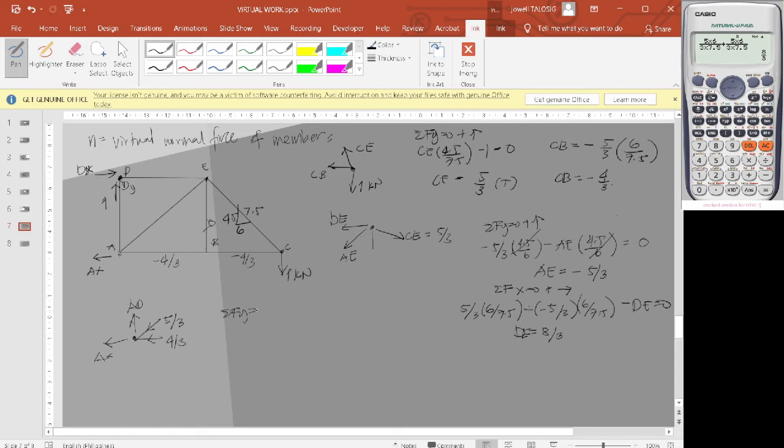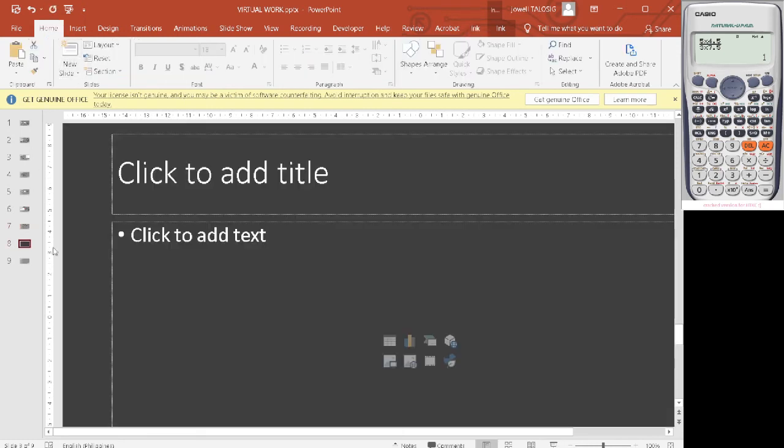And then the assumption here will be tension AD. So, summation forces along y is equal to 0, positive upward. We have AD minus 5 thirds of 4.5 over 7.5. Okay. So, this is equal to 0. AD now is equal to 5 times 4.5 divided by 3 times 7.5. This is equal to 1. Okay? 1 kilonewton. So, kompleto na tayo. We need another... Yan. Okay.